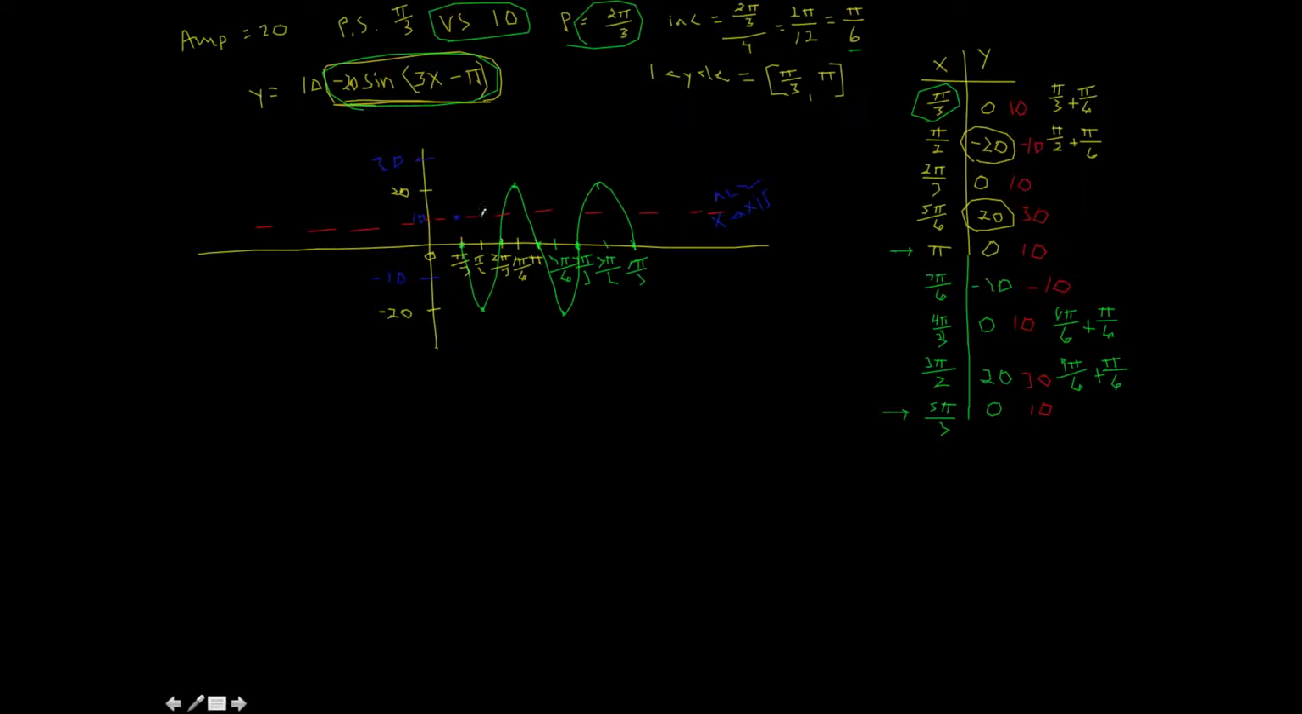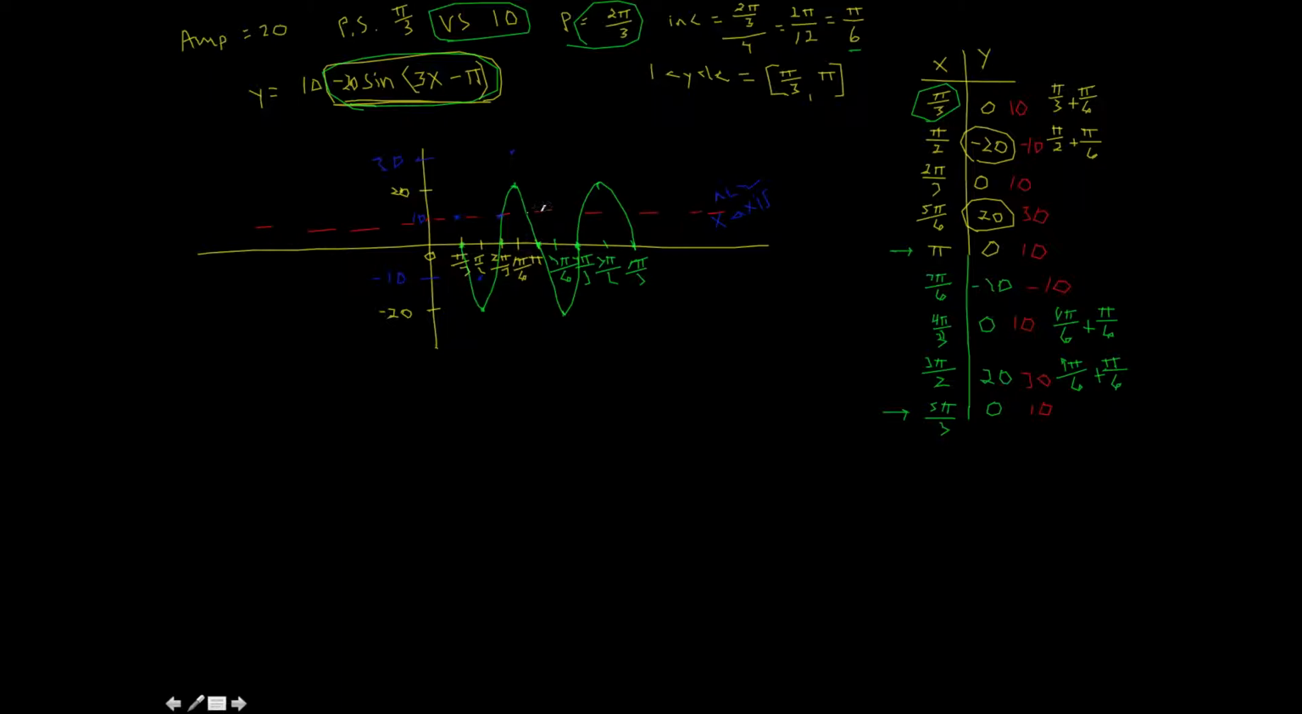Pi over 2, negative 10, so it's going to be right here now. And we have 2 pi over 3, 10, that's on the new x-axis. And then we have 5 pi over 6, 30, that's up here. Shifted that point up 10. The top of our graph, it's just shifted up 10, notice. That's our vertical shift taking place.